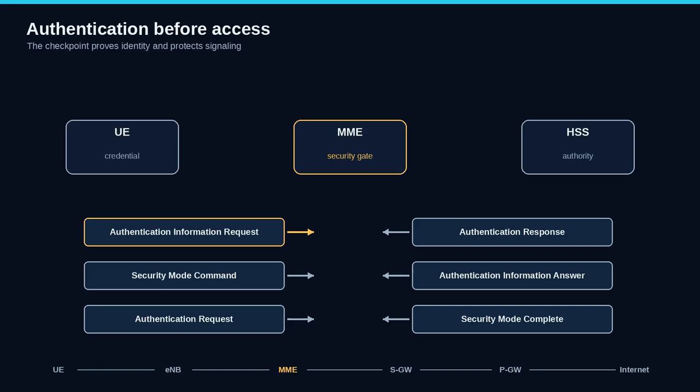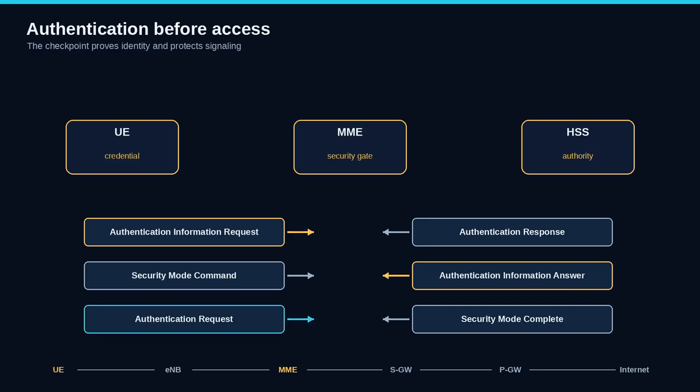The exchange begins with authentication information request and authentication information answer. The MME asks the home subscriber side for the information needed to authenticate, and the answer supplies the material for the challenge. The MME then sends authentication request to the UE. The UE returns authentication response. Think of this as checking a permit against the authority that issued it, then asking the traveler to prove possession of the matching credential. The procedure does not stop at identity.